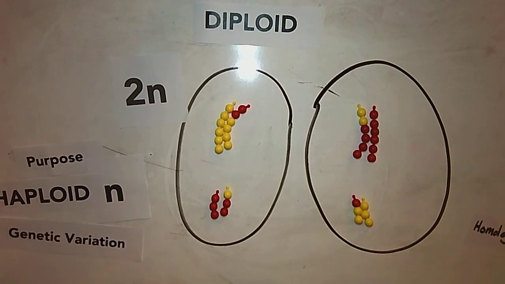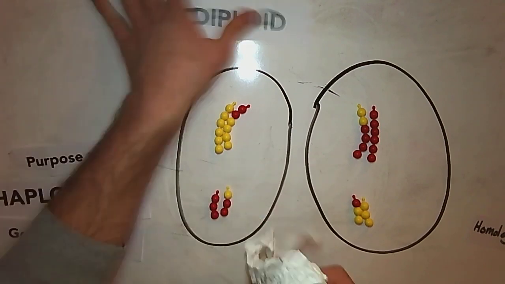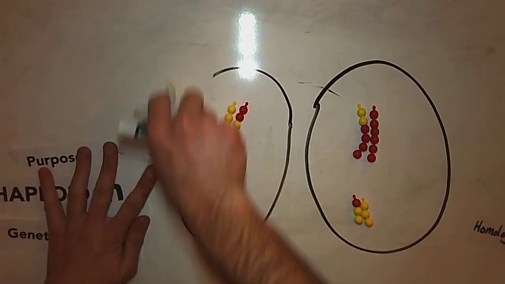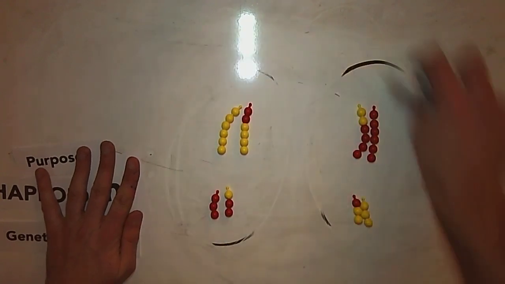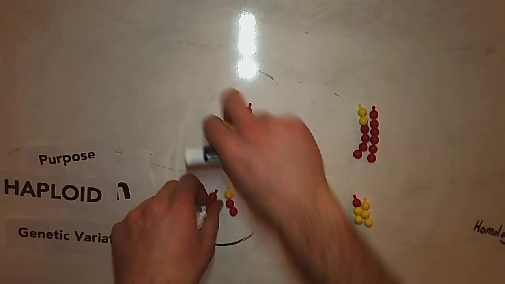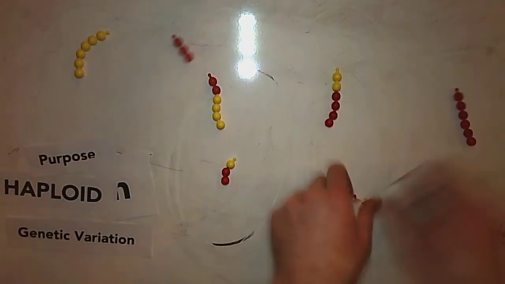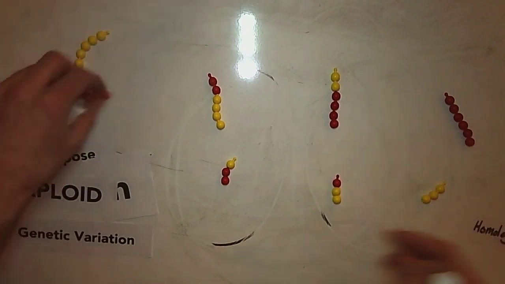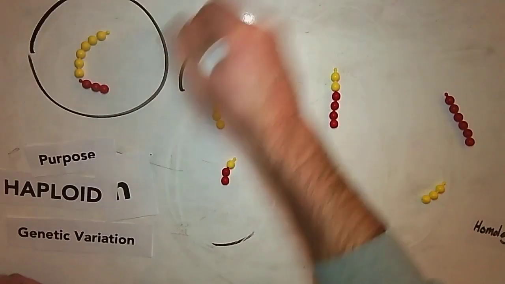So they're going to need to split one more time. So let's erase these cells right here. Get the diploid out of the way. And now these chromosomes are going to move over here. These chromosomes are going to move over here. These are going to split. And what we're going to be left with are 4 new cells.